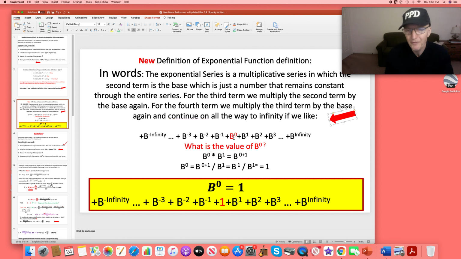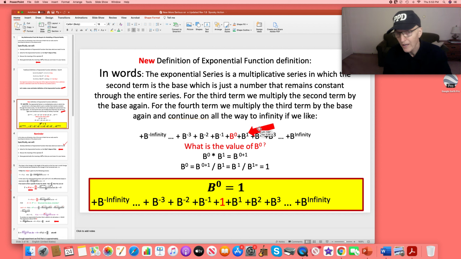Oh, I should tell you first, notice b to the 0 is right at the beginning. It's the first term. And then you can go b to the 1. And then the next term is b to the 2, which is b to the 1 times b, right? And then b to the 3, which is b to the 2 times b. And you can continue that all the way up to positive infinity. But look here, I'll use my arrow, b to the 0. You can go the opposite way.